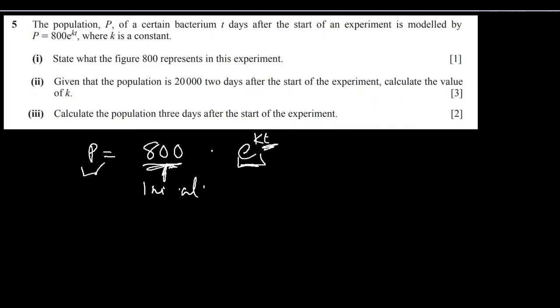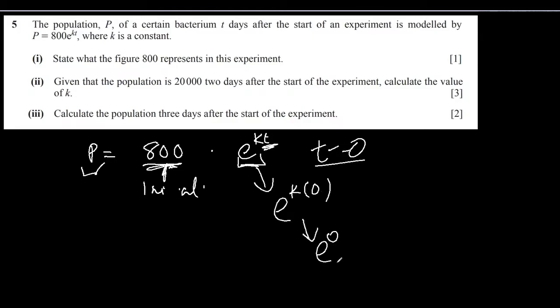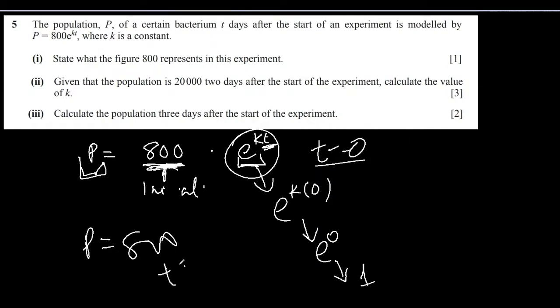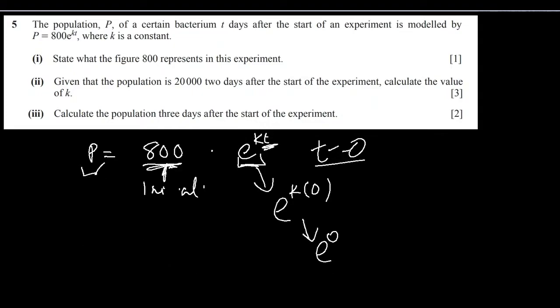We can also understand this by putting t equal to 0, which is the initial time, right? When we started. So e to the power kt becomes e to the power k times 0, which is e to the power 0, which is 1. So the population is 800 because this is 1, right? So P becomes 800 when t is 0. That clearly proves that at the initial point of time, when we started calculating time, the population was 800.